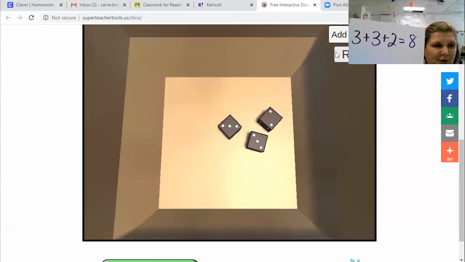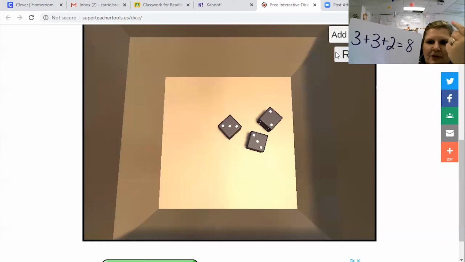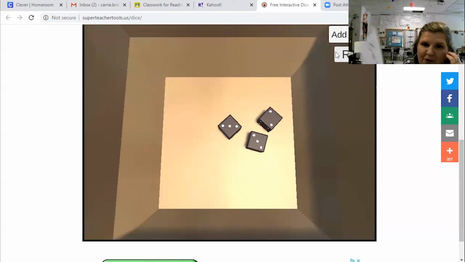So we had 3 plus 3. Those are our what again? Those are our doubles. What is 3 plus 3? You're right, it's 6. And what do we add to 6? We added 2. So we can count up 2, 7, 8. So our sum was 8. Great job. Great job. All right.